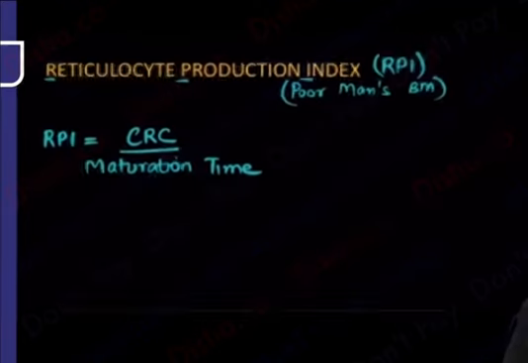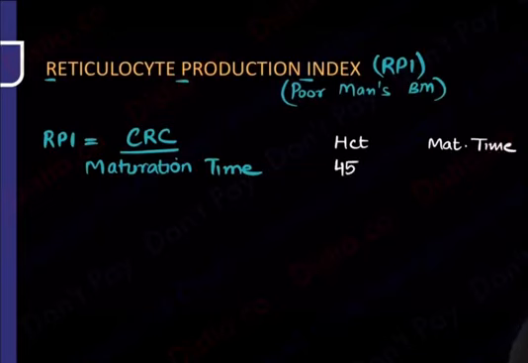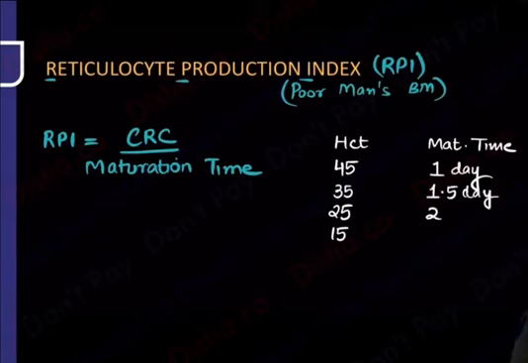So coming back, that maturation time depends on something. I'll give you a hint. That maturation time is going to depend on hematocrit. Hematocrit and maturation time are dependent on each other. What is the normal hematocrit? Normal hematocrit, I just told you, 45%. When the normal hematocrit is there, the normal maturation time is 1 day. As you keep decreasing the hematocrit from 45 to 35 to 25 to 15, your maturation time will keep increasing by half a day. So it will become 1.5 days, then 2 days, then it can become 2.5 to 3 days. So that is how this maturation time increases.